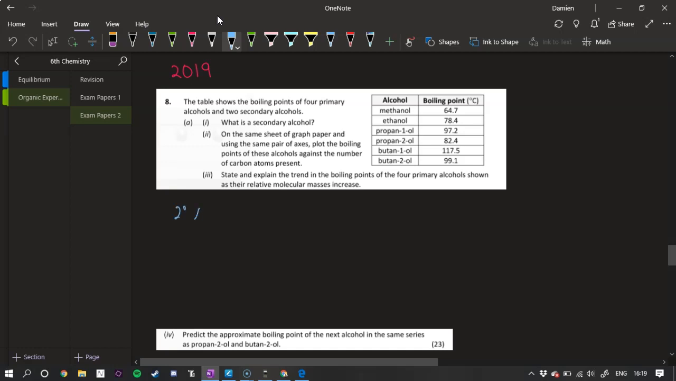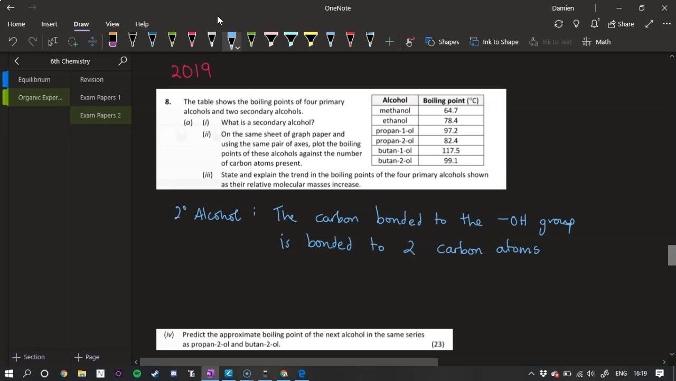So of course a secondary alcohol is where the carbon bonded to the OH group is bonded to 2 other carbon atoms. And that's your secondary alcohol.